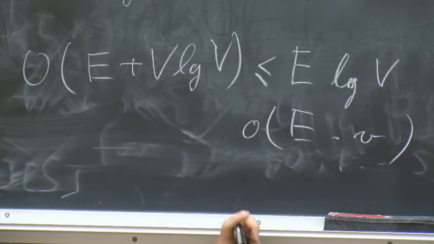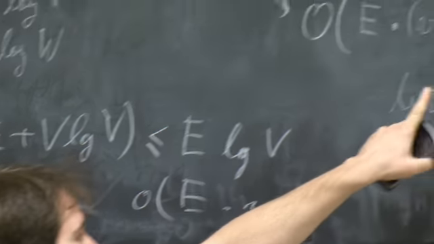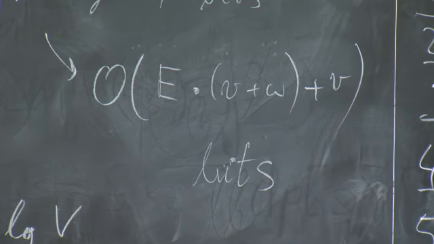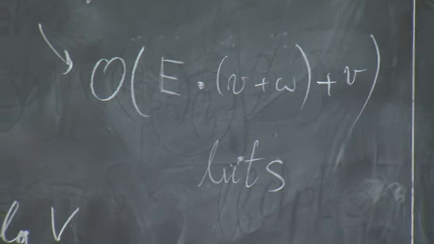So how many bits in the input? E times v plus w. How many operations? E times v. Any exponential anywhere here?